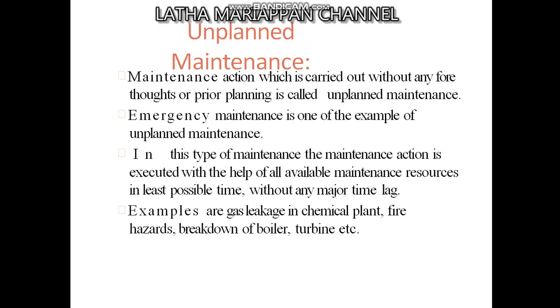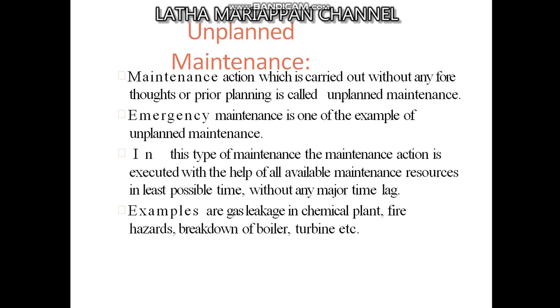Now the next type is unplanned. So far we discussed the planned maintenance. Now we'll move on to unplanned maintenance. This is the maintenance action carried out without any forethought or prior planning. In planned maintenance, prior planning and record keeping are important. Here, without any proper planning, if you do any maintenance action, it is called unplanned maintenance.